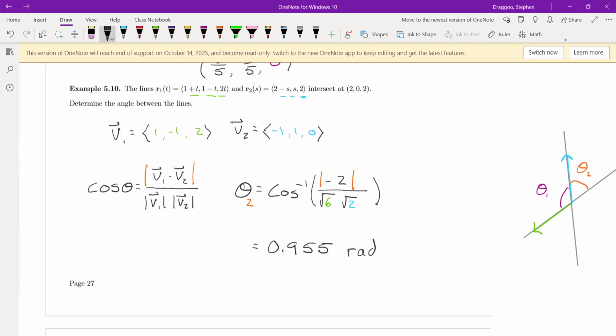I should probably talk about one last thing on this problem. The intersection point. The problem told me it intersected at (2, 0, 2), but I didn't use that point at all to figure out this angle. So I suppose the question is, does that mean the intersection point was completely not important? Or did I need to include that element of the problem to claim that they intersect at (2, 0, 2)?